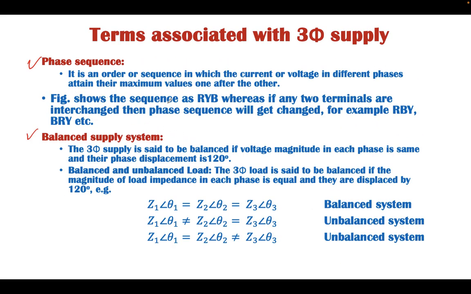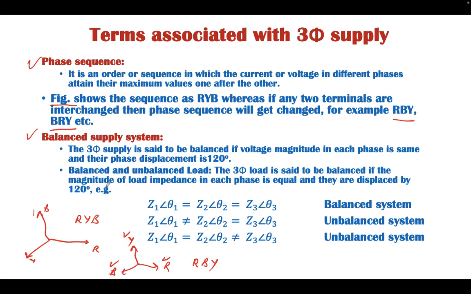Let's consider this figure, this is R, this is Y, this is B. The sequence is R, Y, B. Whereas if we consider this is R, this is B, this is Y, this is the voltage function, then the sequence will become R, B, Y. This figure shows the sequence of R, Y, B, whereas if any two terminals are interchanged, the sequence will get changed. For example, RYB and BRY.